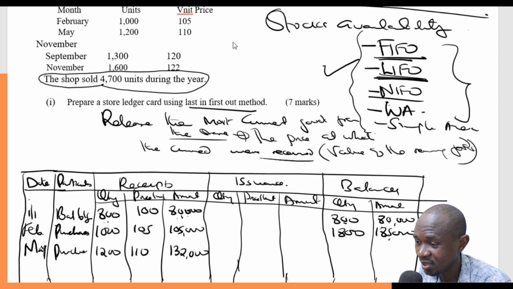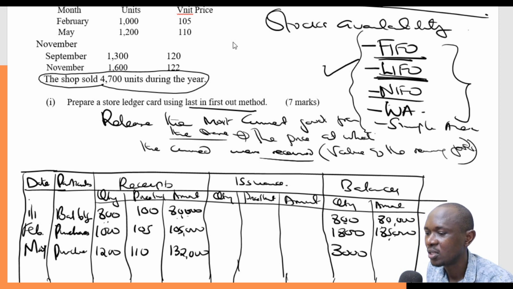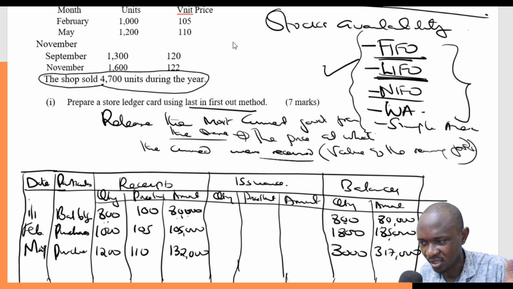How many goods did you have in the store before receipt of this? 1,800. How many goods have we received now? 1,200. So total goods we have in the store, 1,800 plus 1,200, gives us 3,000. What was the value of the 1,800 units? 185,000. What is the value of the 1,200 units that have just been received? 132,000. So 185,000 plus 132,000, that is 317,000 if I'm not wrong. So that is the current value of goods that are in the store.